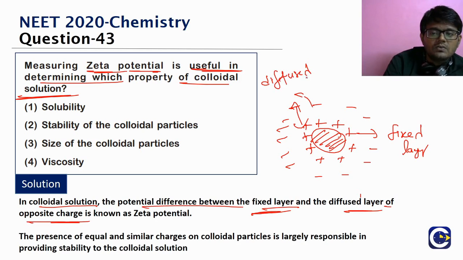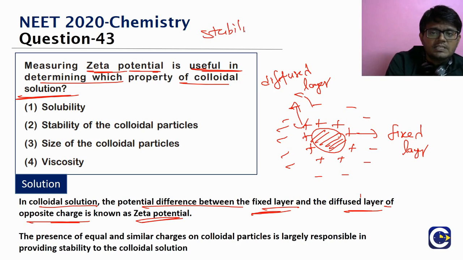Diffused layer. Okay, that potential difference between these two layers is what we call the zeta potential. Okay, and the charge on colloidal particles essentially supports the stability of the colloids.